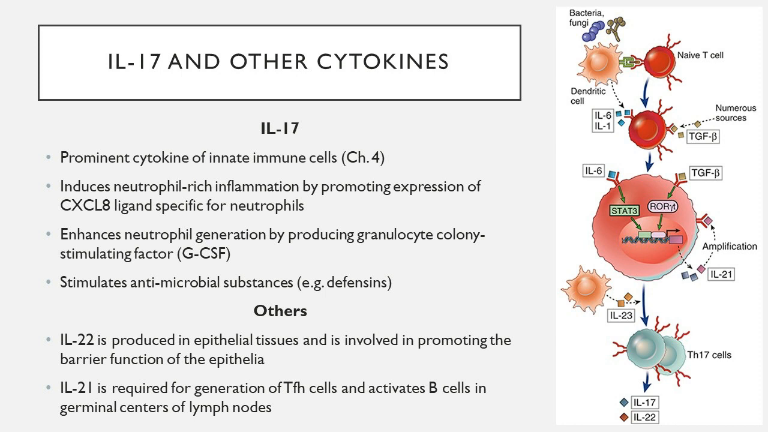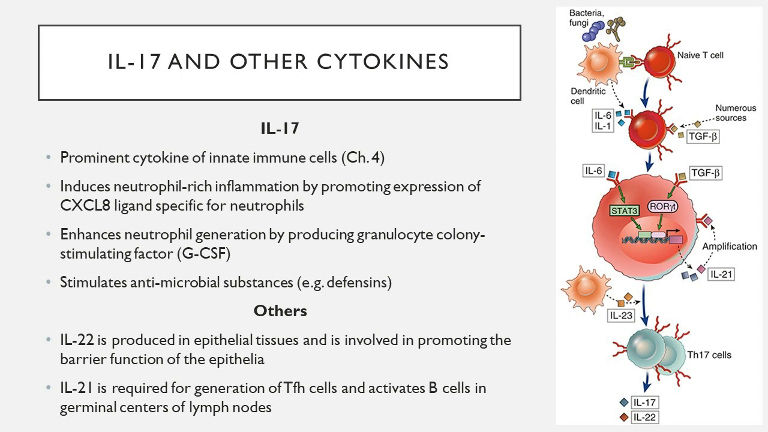There are other cytokines involved with IL-17, like IL-22, which is used by this subtype and produced in epithelial tissues to promote the barrier function of epithelia. This also has some overlapping functions with IL-17, such as the production of antimicrobial defensins. And then there's also IL-21, which I previously mentioned was the positive feedback amplification mechanism of these cells. These cells both produce IL-21, which further promotes differentiation of that particular subtype.